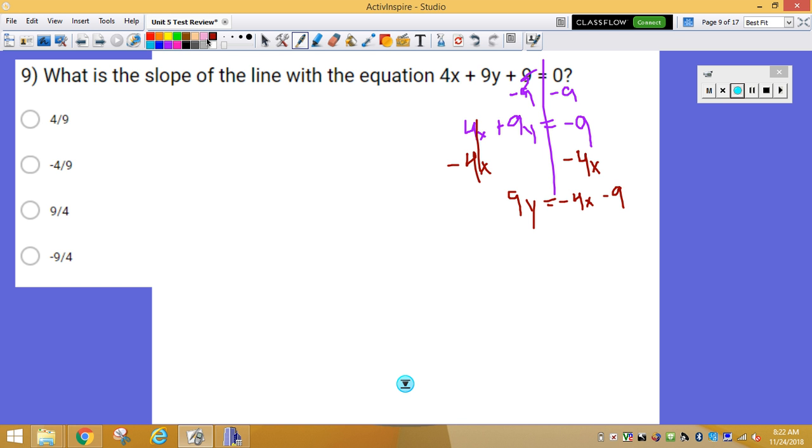And then last step, we're going to divide everything by this 9. So negative 4 divided by 9 is negative 4/9. And negative 9 divided by 9 is negative 1. So we want to know, what is the slope? Well, remember, slope is always the number with the x. So your slope is negative 4/9. It would be B.